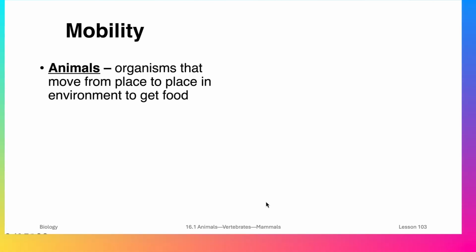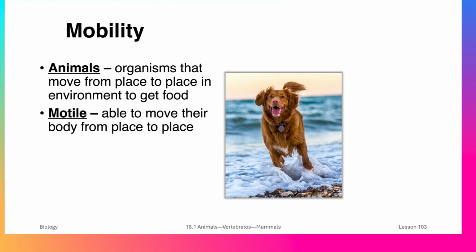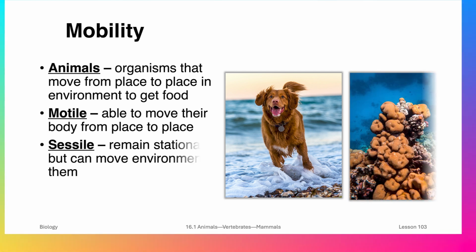Today we're going to talk about the first group in our second semester, and this group is known as the animals or mammals. And an animal is any organism that moves from place to place in its environment in order to get food. So something that can move from place to place is given the term motile, mobile, and that's what that word means. It means to be able to move from place to place. And this is as opposed to the idea of being sessile.